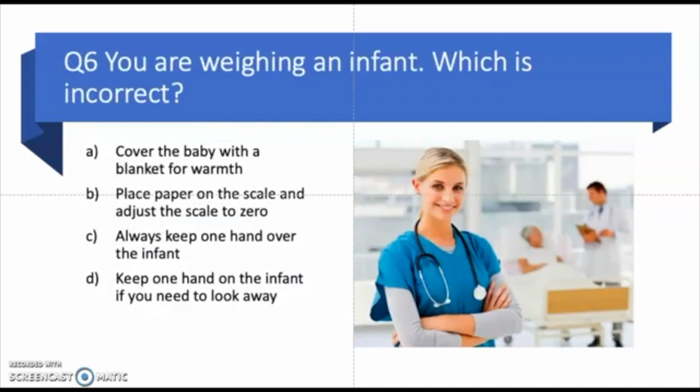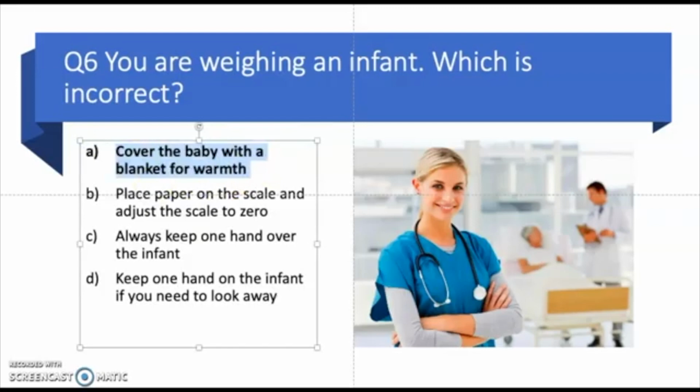Question number 6. You are weighing an infant. Which is incorrect? Take a moment and think about it. Cover the baby with a blanket for warmth. Place a paper on the scale and adjust the scale to 0. Always keep one hand over the infant. Keep one hand on the infant if you need to look away. So the correct answer is cover the baby with a blanket, which is incorrect. So A, as in alpha, is the incorrect statement.